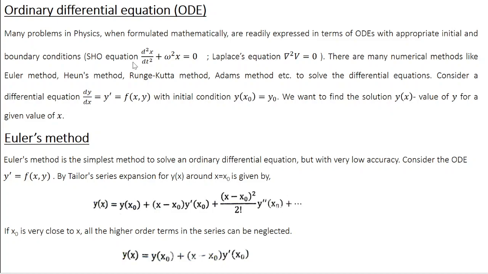And in the case of 1D, you can write the corresponding equation of motion as d square x by dt square plus omega square x equal to 0, where x is the displacement from the equilibrium position and omega is the angular frequency, right? So when you solve this, you get x as a function of time, which in classical mechanics is known as a trajectory. Or if you take electrostatics, you have the Laplace's equation del square V equal to 0. Once again, this is an ordinary differential equation.